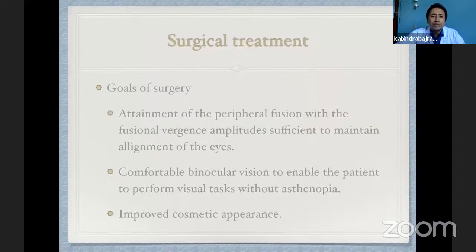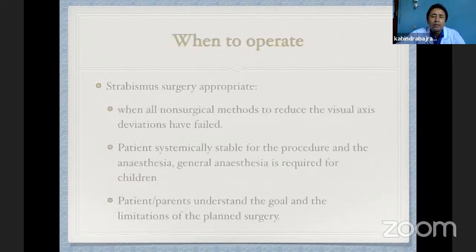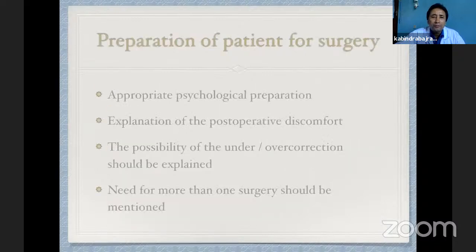The surgical treatment goal is to attain peripheral fusion with fusional vergence amplitude sufficient to maintain alignment of the eyes, and comfortable binocular vision to enable the patient to perform visual tasks without asthenopia, and to improve cosmetic appearance. When to operate? Strabismus surgery is appropriate when all non-surgical methods to reduce the visual axis deviation have failed, and the patient is systemically stable for the procedure. General anesthesia is required, as we know, so patients should be fit for anesthesia, and patient and parents should understand the goal and the limitation of the planned surgery.